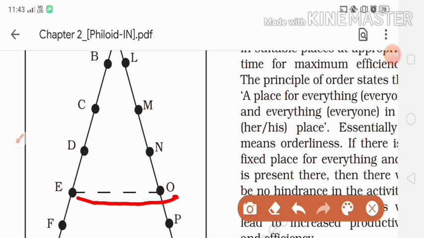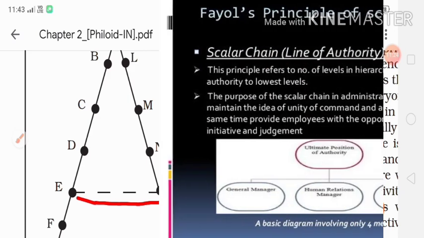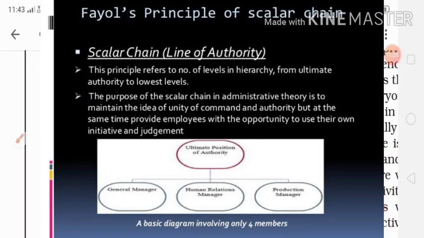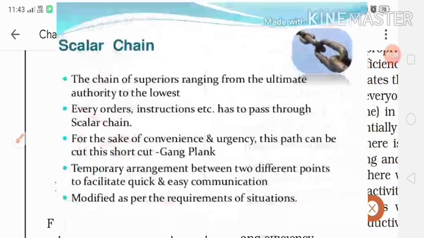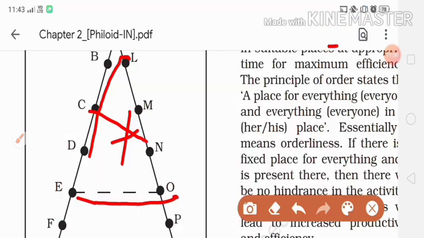But no gangplank can be constructed between the people working at different levels. That is, no gangplank between D and L. Okay, like this, D and L. So it cannot be like this. Then positive effects. There will be a systematic flow of information, and no communication gap in the organization. Okay, and what are the consequences? So consequences, there may be a communication gap and no clarity in authority, responsibility, and relationship.